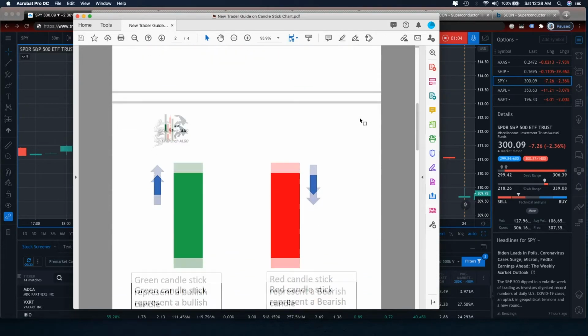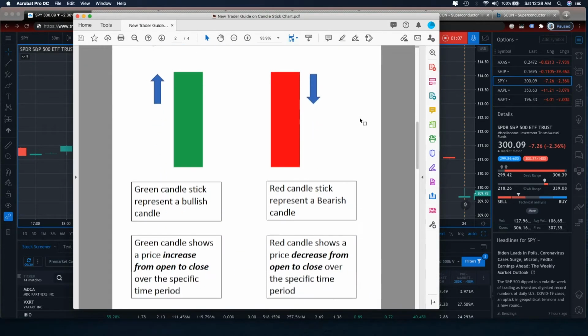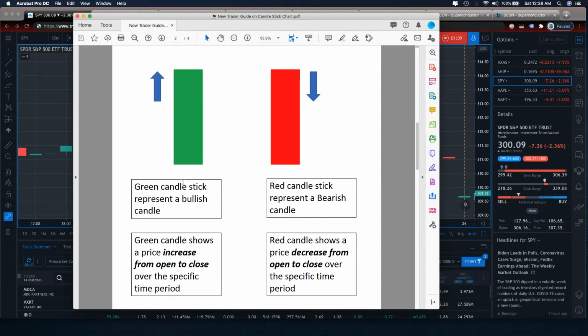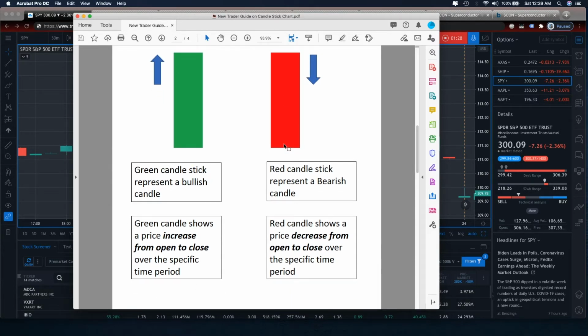Now, let's check these candles in detail. In a candlestick chart, you will see green and red candles. Green candlestick represents a bullish candle. Red candlestick represents a bearish candle. And green candle shows a price increase from open to close over a specific time period. Red candle represents a price decrease from open to close over a time period.